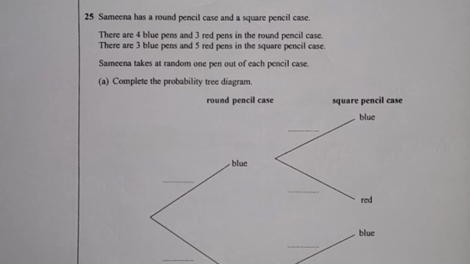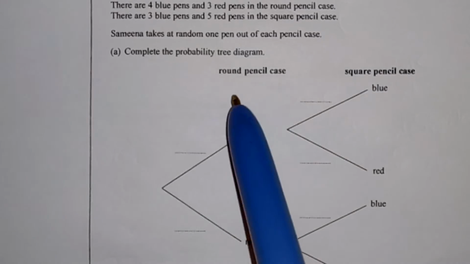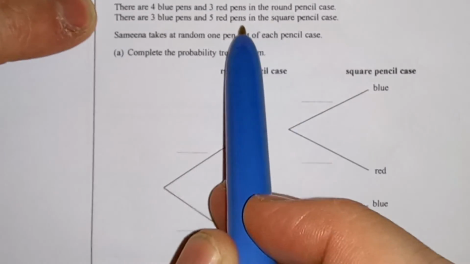Samina has a round pencil case and a square pencil case. There are 4 blue pens, 3 red pens in a round pencil case. There are 3 blue pens and 5 red pens in the square pencil case. Complete the probability tree diagram. Okay, so this is a round pencil case, which is the first one.